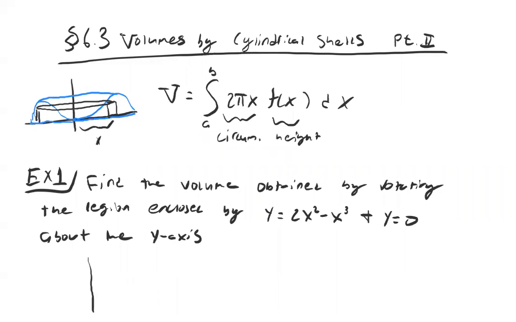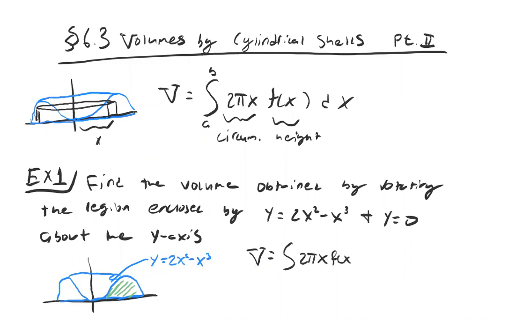I'll draw it one more time and label things. I have this function that looks like this, and the x-axis down here. I want to find the volume obtained by rotating that region around. Let me point out that this is the graph y equals 2x squared minus x cubed. Okay, so I can write down my formula because I used this picture to derive it. The volume is the integral of 2 pi x f of x dx.